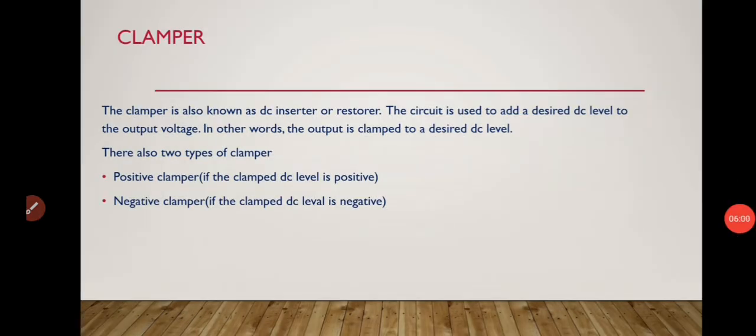Clamper. The clamper is also known as a DC inserter or restorer. The circuit is used to add a desired DC level to the output voltage. In other words, the output is clamped to a desired DC level. There are two types of clamper: positive clamper if the clamped DC level is positive, and negative clamper if the clamped DC level is negative.